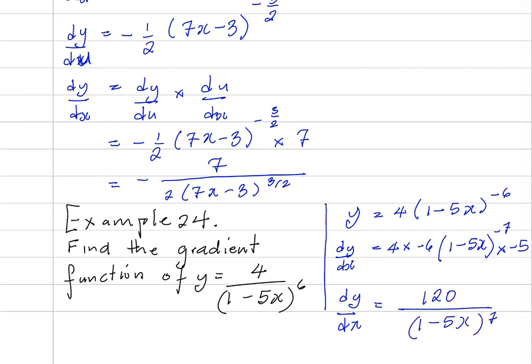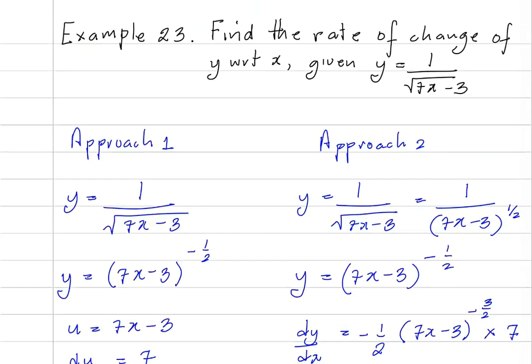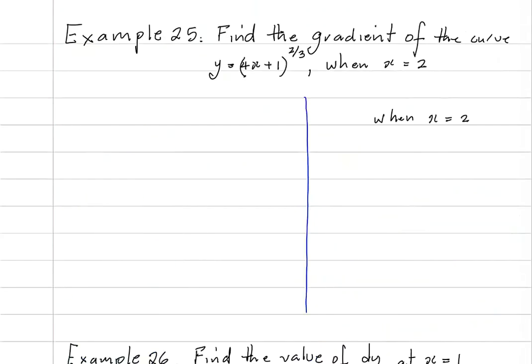Continuing, example 25 says, find the gradient of the curve y is equal to 4x plus 1 raised to the 2 third power when x is equal to 2. Alright, so we have y is equal to 4x plus 1 to the power 3 over 2.